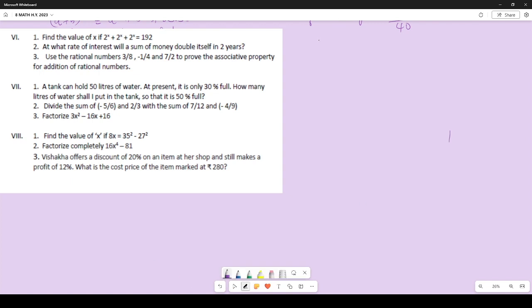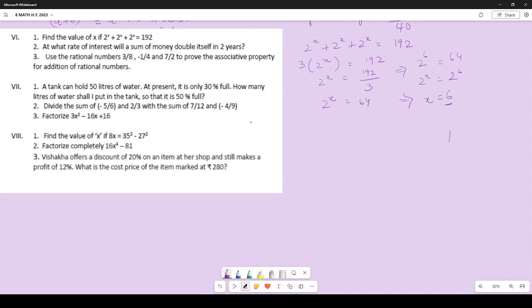So actually, it was 2 to the power x plus 2 to the power x plus 2 to the power x is equal to 192. Now what you get over here is 3 into 2 to the power x is equal to 192. That means 2 to the power x is equal to 192 divided by 3. So this is equal to 64. So 2 to the power x is equal to 64. What this implies is 2 to the power 6 is also equal to 64. So 2 to the power x is equal to 2 to the power 6. Therefore, the value of x is 6.